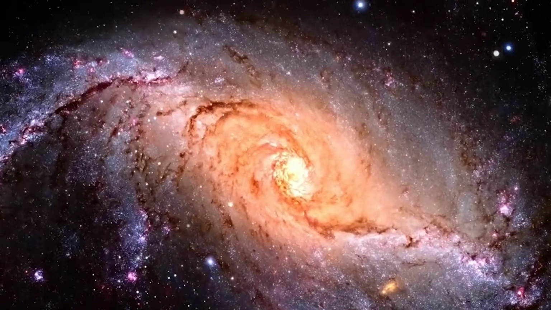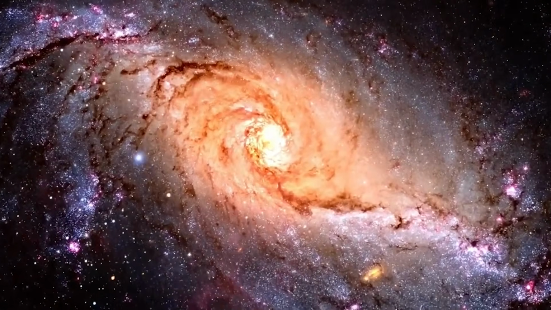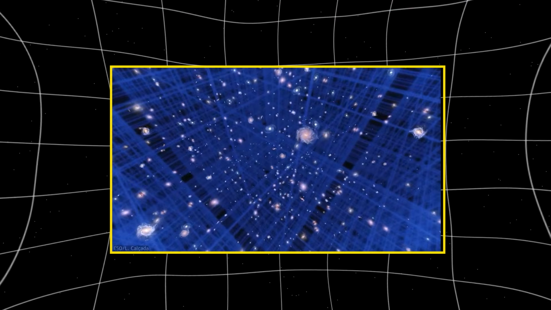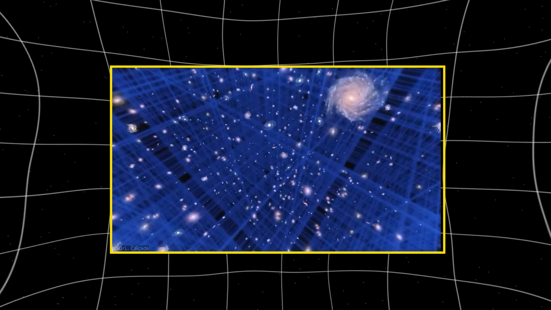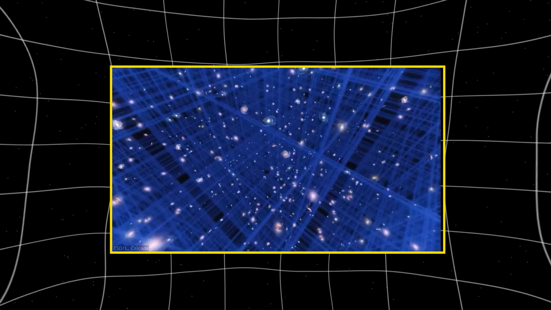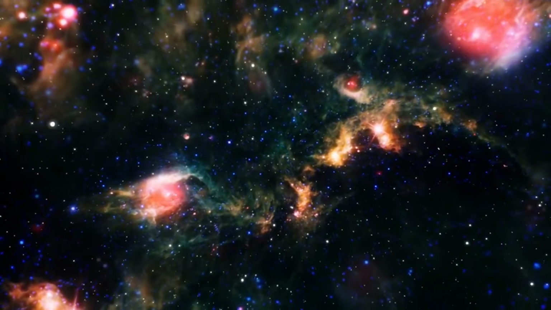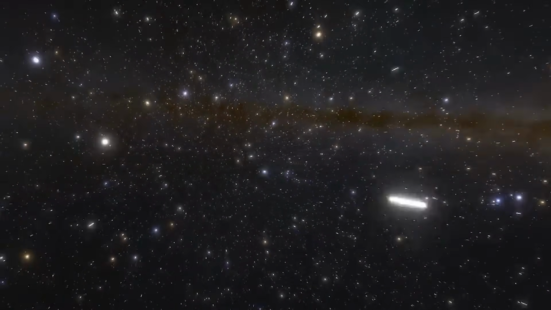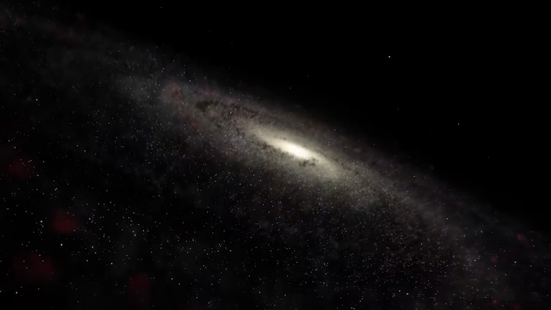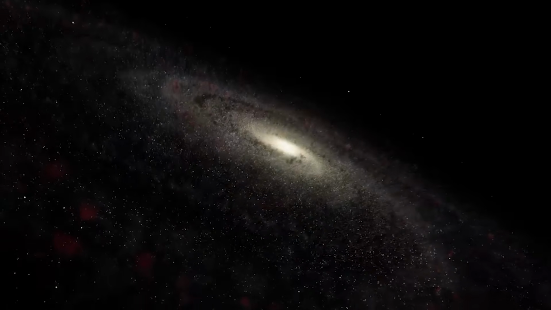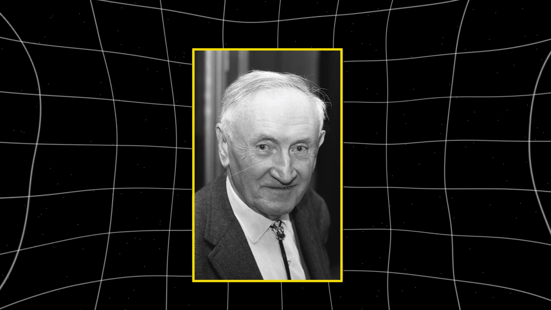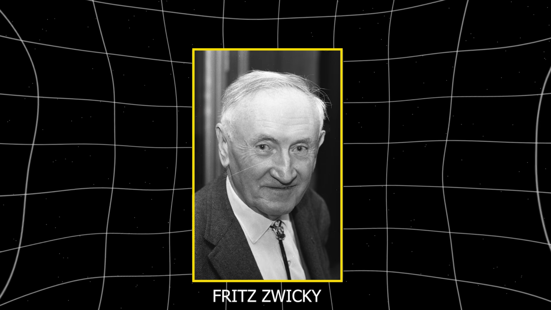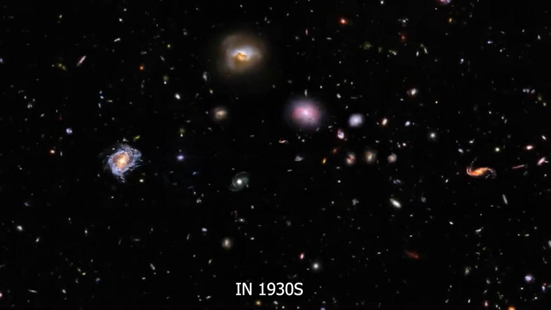Estimates suggest that around 85% of matter in the universe is not detectable through light or conventional telescopes. This matter is real, it exerts gravity, and it outweighs all the visible stars, gas, and dust combined. The first serious evidence for this came from Fritz Zwicky in the 1930s.